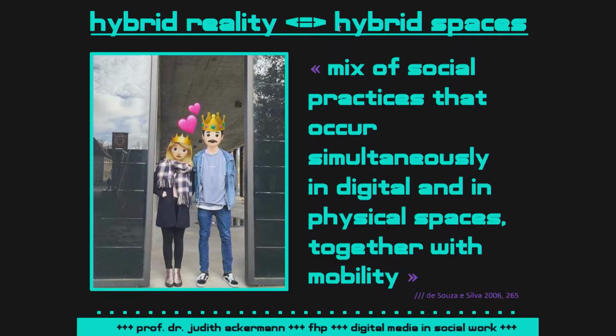This is a little definition of hybrid reality and hybrid spaces. It's about making a bridge of digital and physical spaces that is happening in a process. So we are acting in both spheres at the same time, and it's bridged with social practices, occurring simultaneously in digital and physical spaces together with mobility. With the high rise of mobile devices, there's lots of potential to create hybrid spaces.